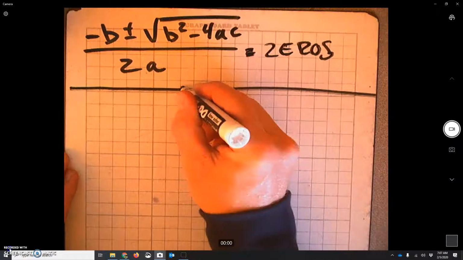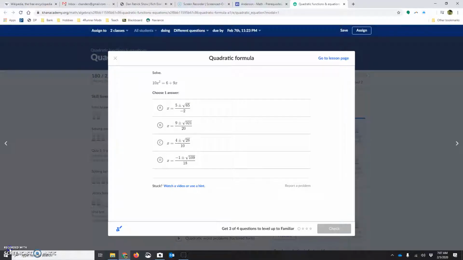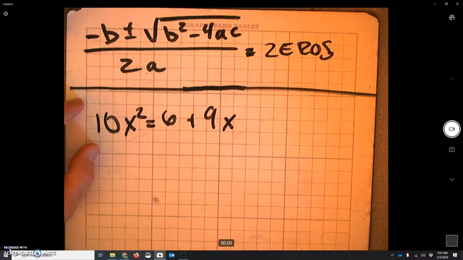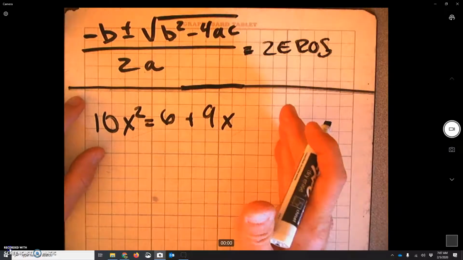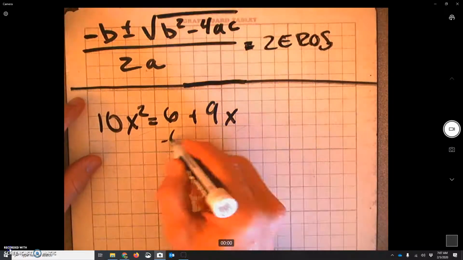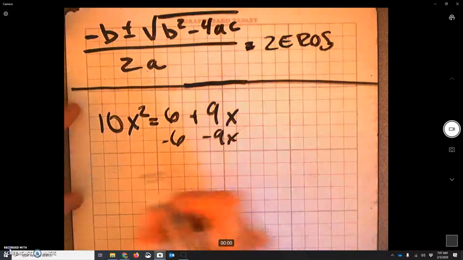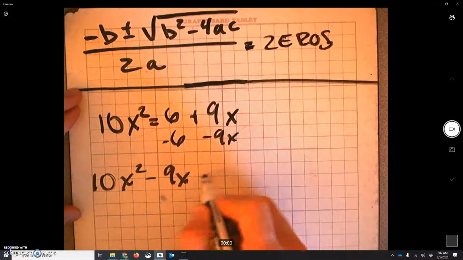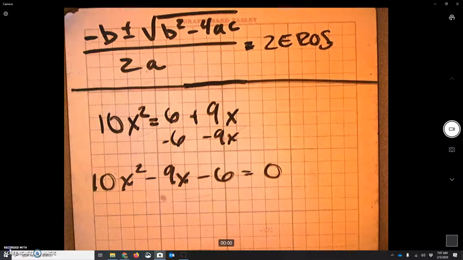So let's write down this question: 10x squared equals 6 plus 9x. The first thing you want to do is move everything from one side to the other. I'm going to keep my x squared positive, whatever number that is. Because I'm going to move these two to the left, that's going to be subtract 6 and subtract 9x from both sides. So we're going to get 10x squared minus 9x minus 6 equals 0.